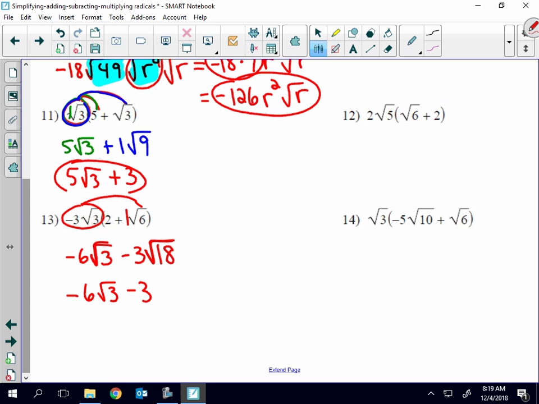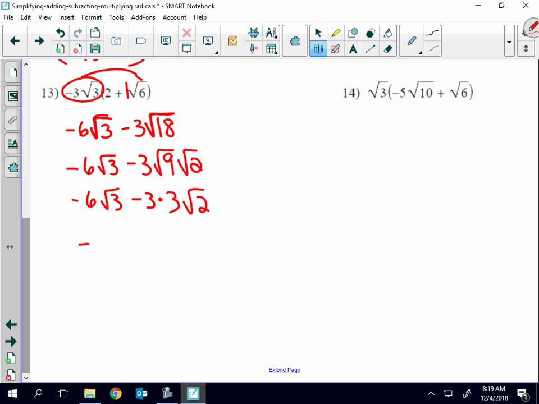So I'm going to leave this one. And radical 18, 9 and 2, I believe, would give me my biggest perfect square factor. And this is just going to be minus 3 times square root of 9, 3, radical 2. And so we have negative 6 radical 3 minus 9 radical 2. Remember when I said if the radicands are different, you can't combine them. That's as simplified as you can get.